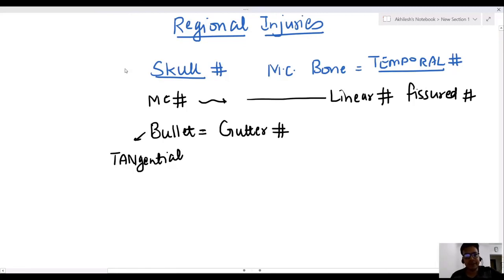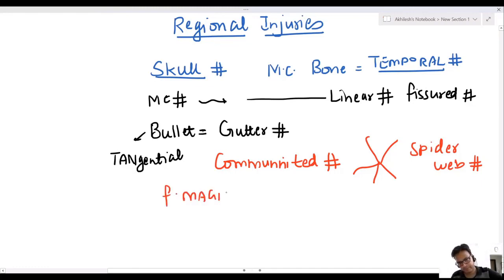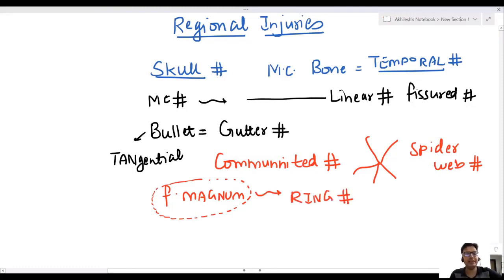Sir, a comminuted fracture is known as a spider web fracture. It is just looking like a spider web. Fracture surrounding the foramen magnum is a ring fracture.